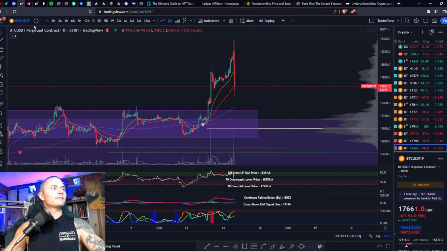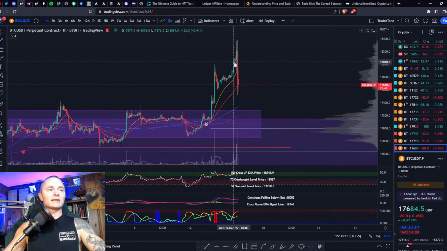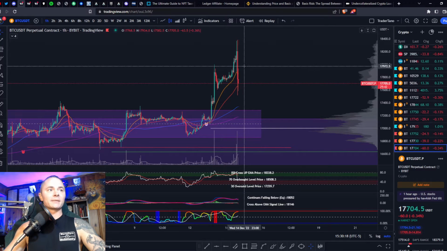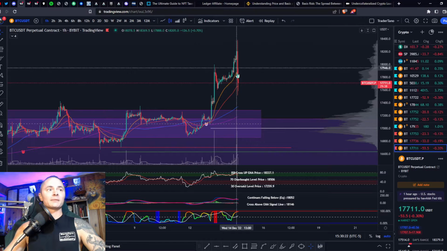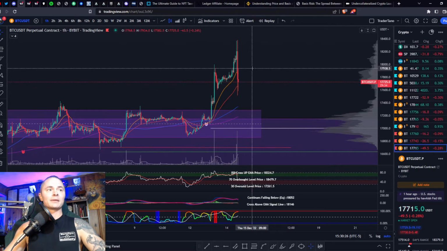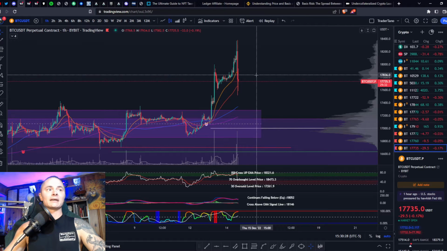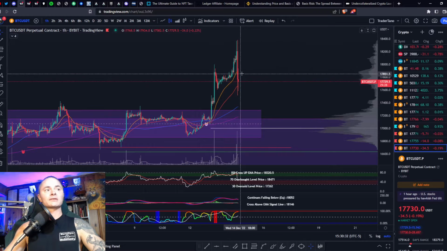So here we have Bitcoin on the 1 hour. As you see, quite the volatility today. FOMC meeting happened, and yeah, as you see, we had quite the pump, quite the dump. Wicks on both sides, taking out a lot of people, a lot of opportunity, but it depends on how you played it. So let's go over the chart layout real quick so you know what I'm seeing.